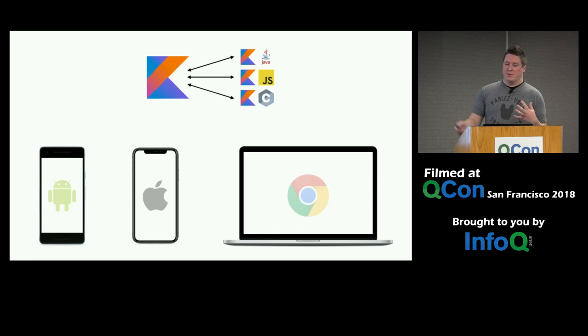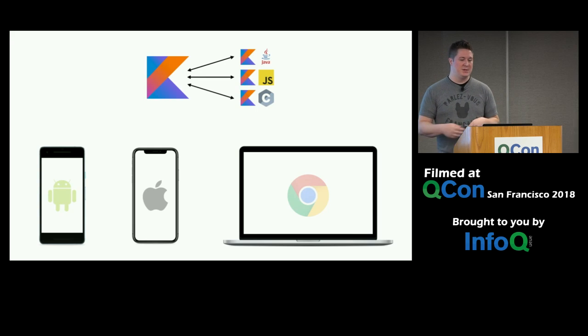But then there's also platform-dependent Kotlin. So if I'm writing Kotlin for Android, I need to be able to reference Android types. And if I'm writing Kotlin for JavaScript, maybe I need to reference types from the DOM. Or if I'm writing code for native, I need to reference types from libcurl or any native library that I'm interacting with.